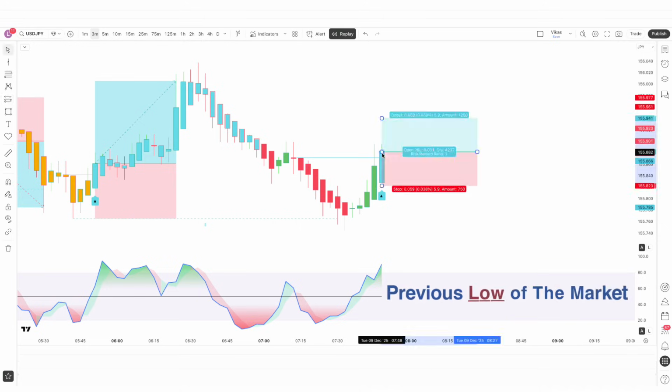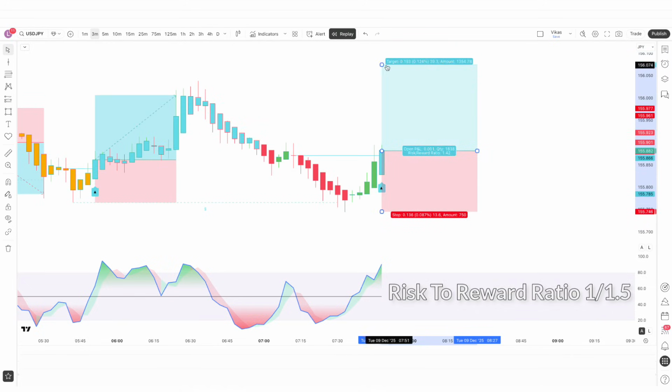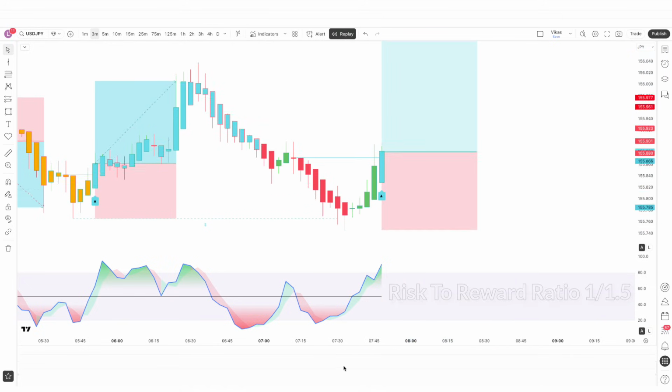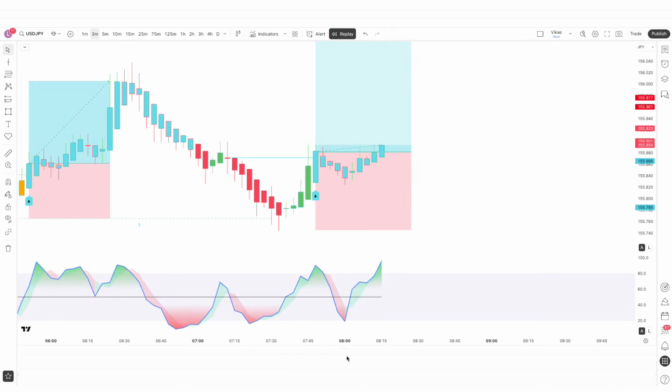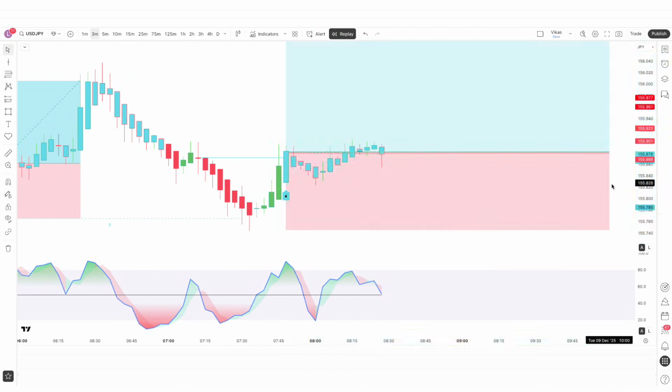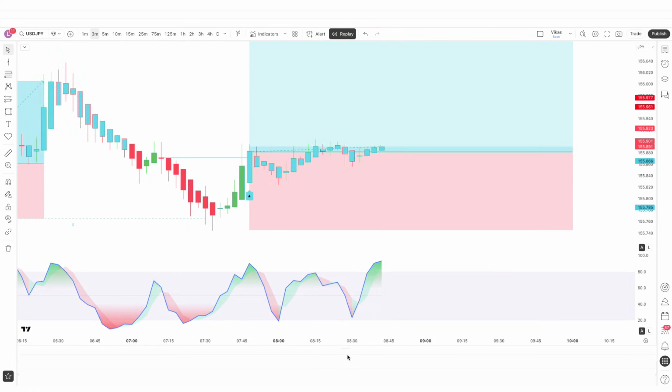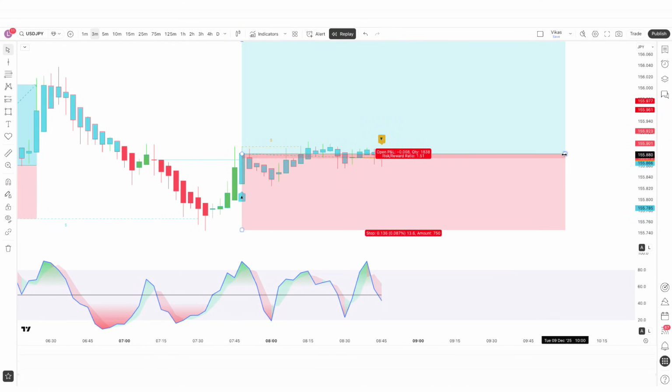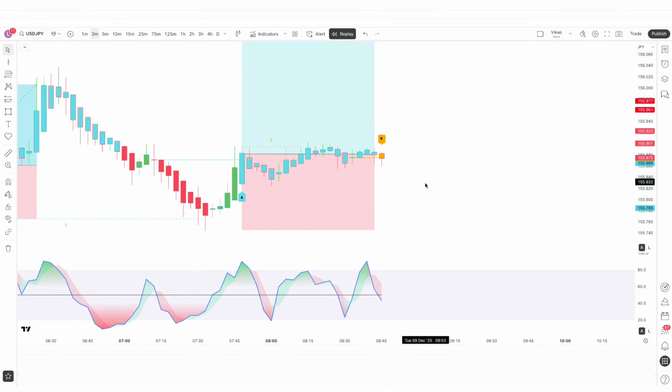Our stop loss is to be placed at the previous low of the market, and the risk to reward ratio will be 1:1.5. Let's see what happens to our trade. Here, the market has given the next signal, so we will close this trade.